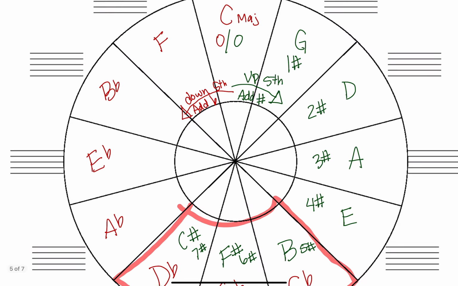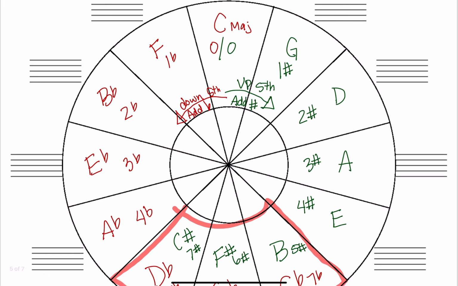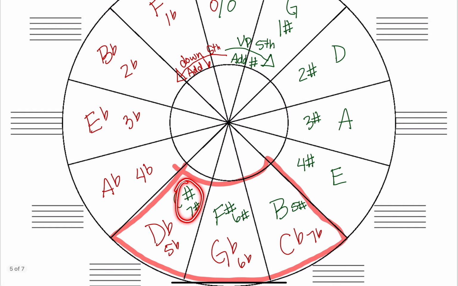Going around the other side. F will have 1 flat. B flat will have 2 flats. E flat will have 3 flats. A flat will have 4 flats. D flat will have 5 flats. G flat will have 6 flats. And C flat will have 7 flats, or all the flats. You'll notice that the C's, this one has all the naturals. C natural has all the naturals. C sharp has all the sharps. C flat has all the flats.